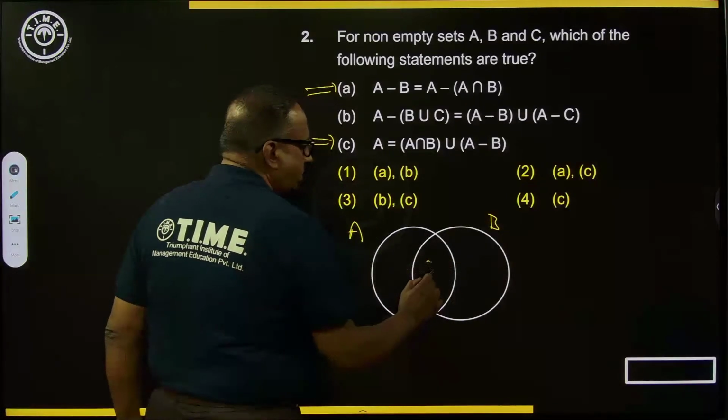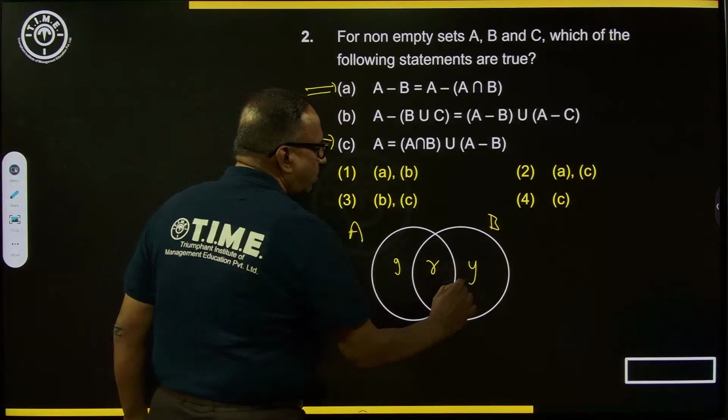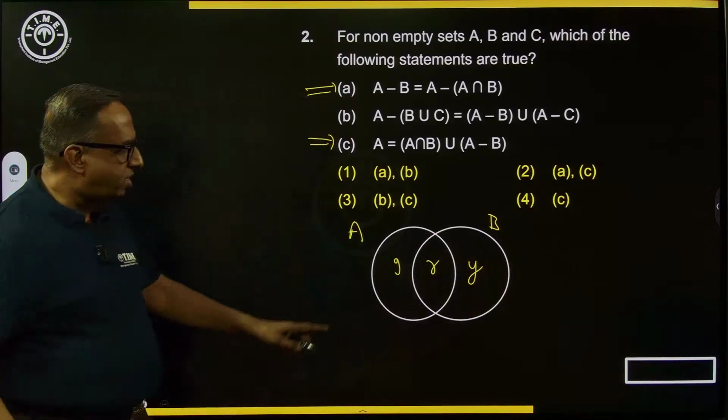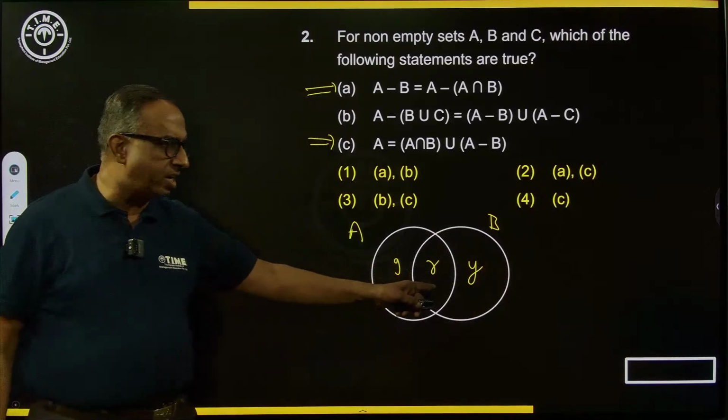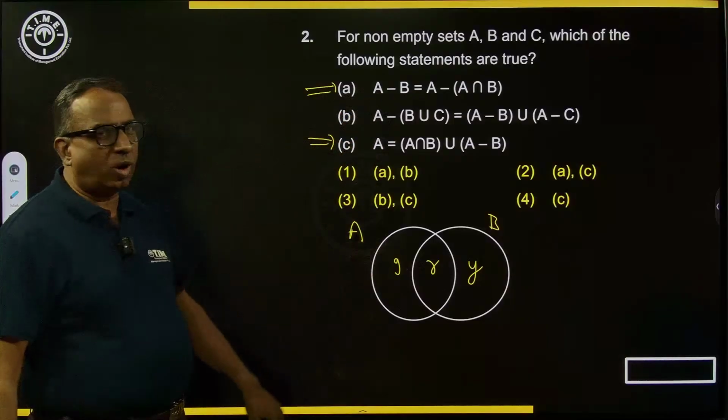Let's do one thing. Let's take this region as green, this region as red, and this region as yellow. Okay, first thing, what is A minus B?